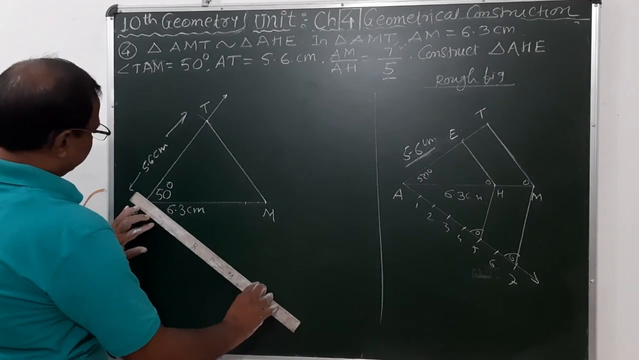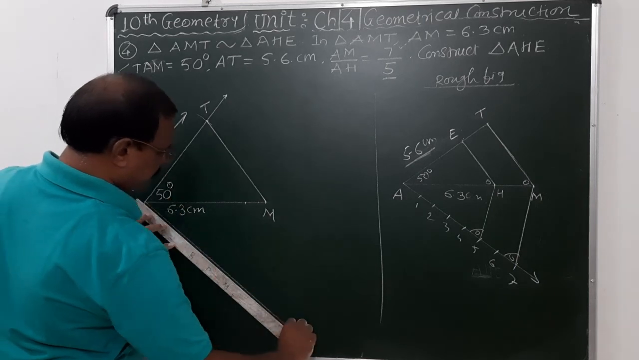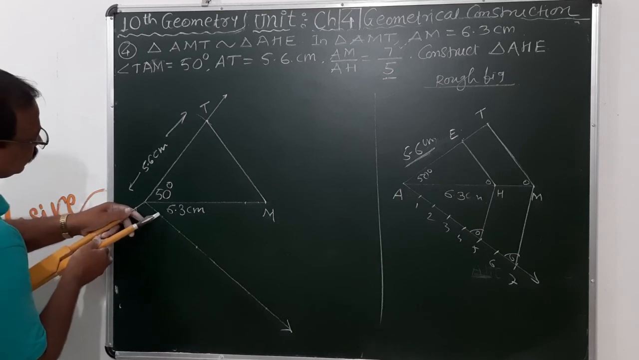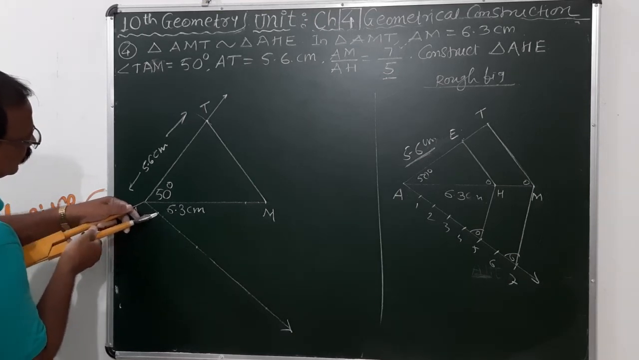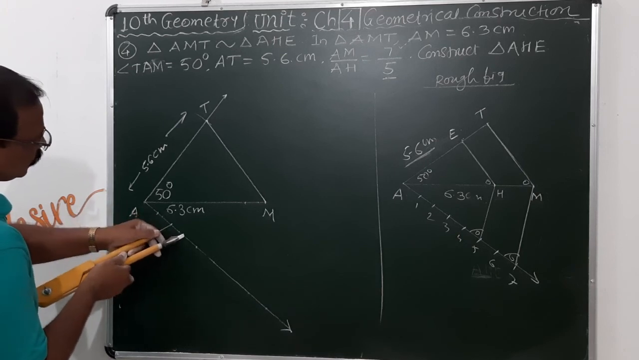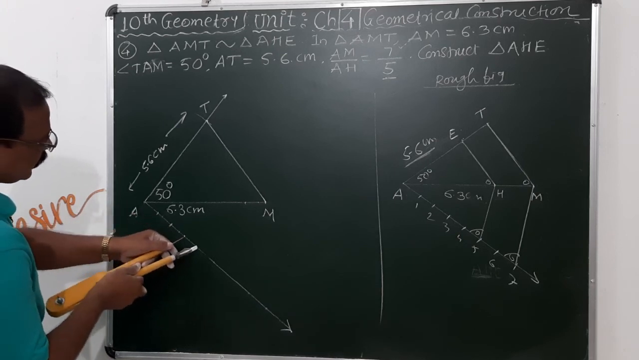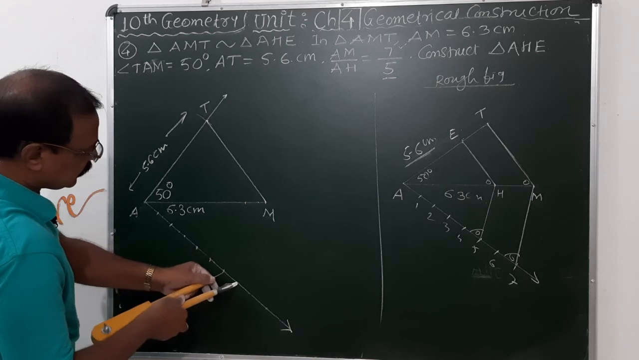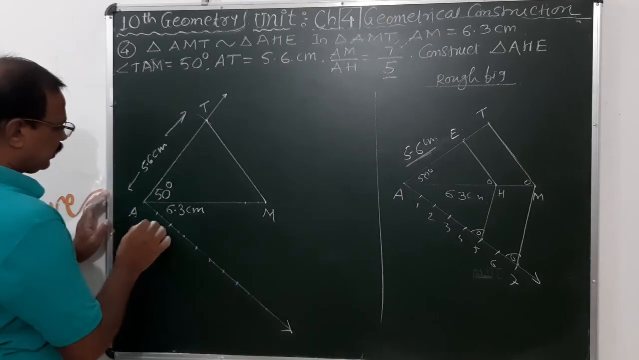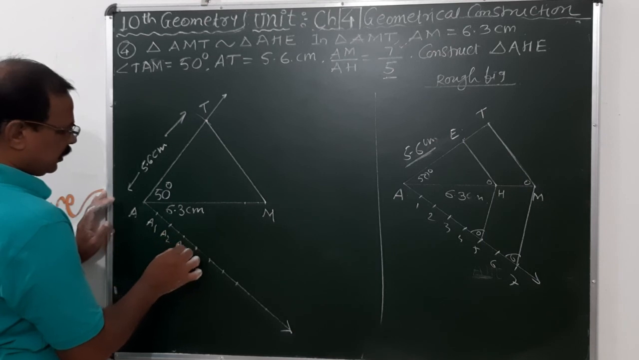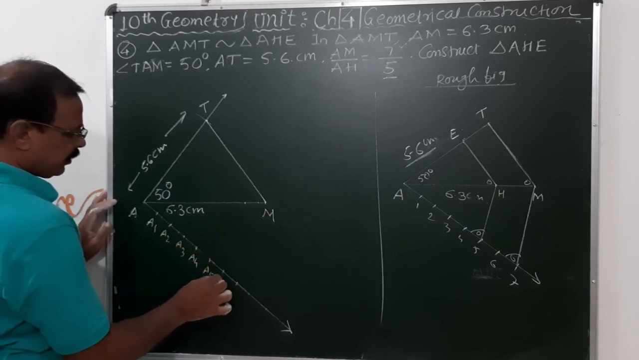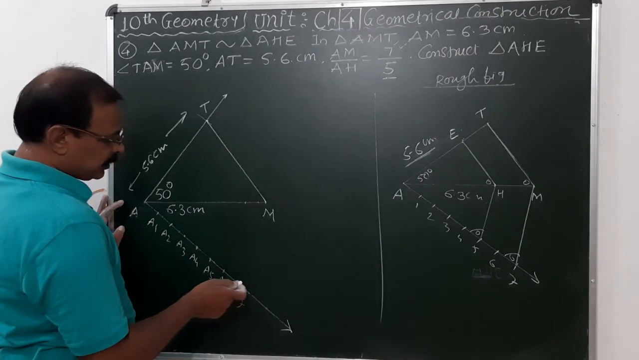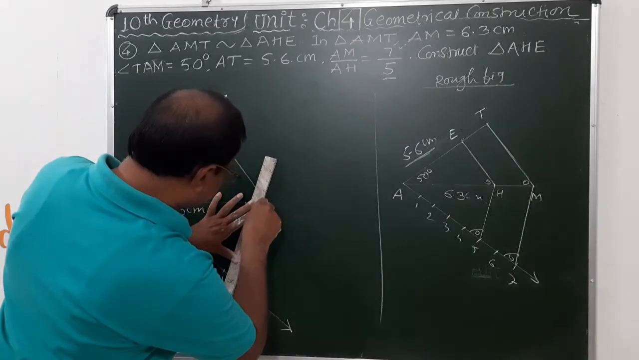Now draw a ray at a suitable angle. Take any suitable radius here. 1, 2, 3, 4, 5, 6 and 7. This is the first, second; suppose this is A1, A2, A3, A4, A5, A6 and A7. Just we have joined the point A7 with point M, and point M with this point A.